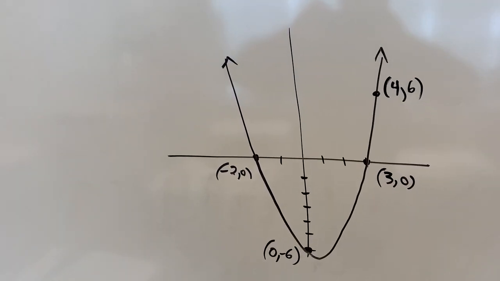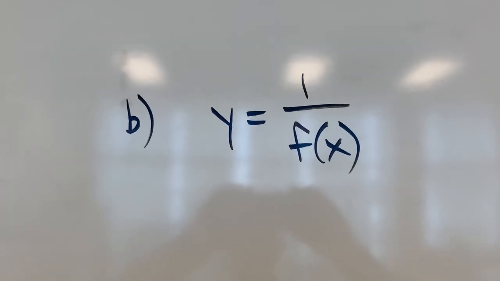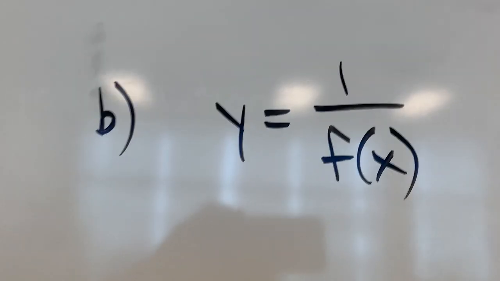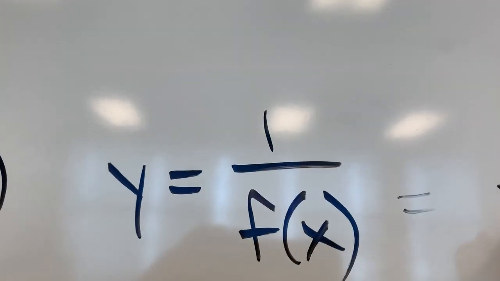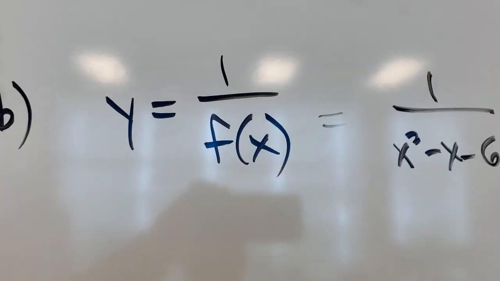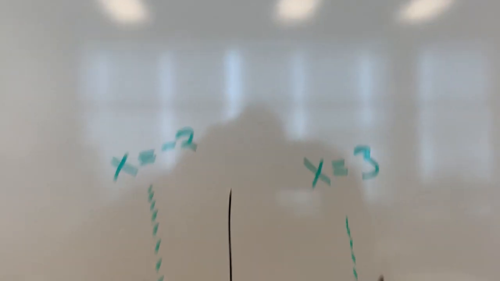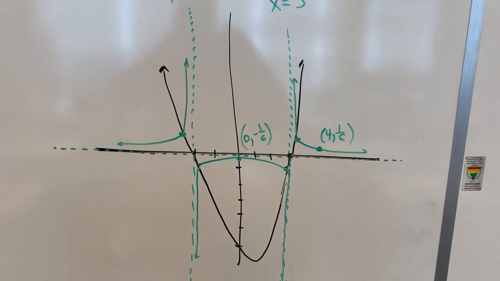Now, what we're asked to do in 7.4 is to graph the reciprocal of that, meaning 1 over that function. 1 over, in this case, 1 over x squared minus x minus 6. So the question is, how do you do that? Well, the way I would do that is start with the parabola that you had. So the parabola we just drew, I just redrew it.